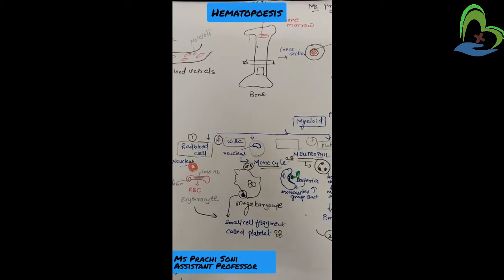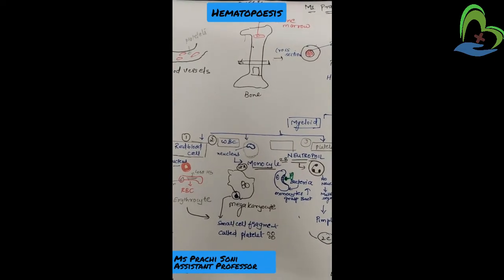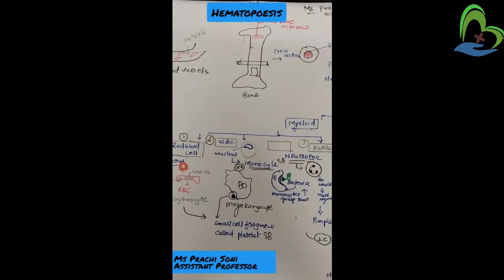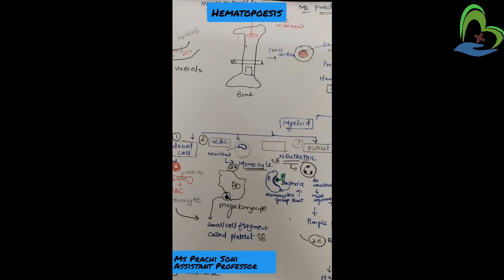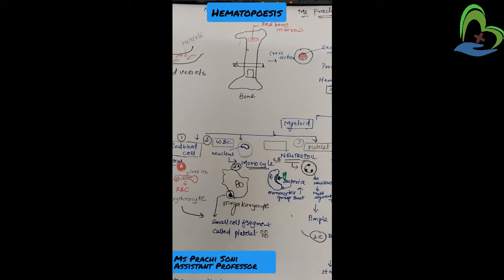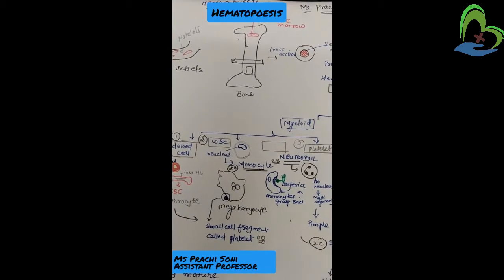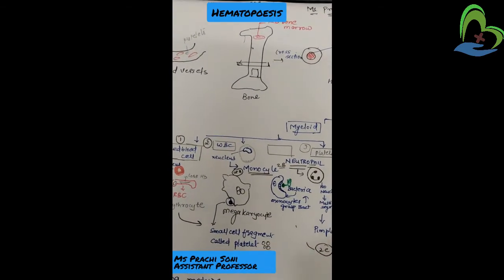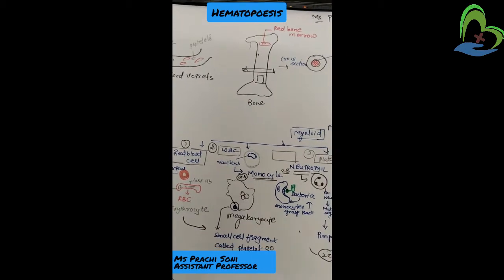This is again Prachi Soni, Assistant Professor, and I'm going to help you learn hematopoiesis and the hematological system, which was the basic class taken in the last video. We are going to learn how hematopoiesis occurs. Hematopoiesis means the formation of RBCs. So what are the functions of RBCs?